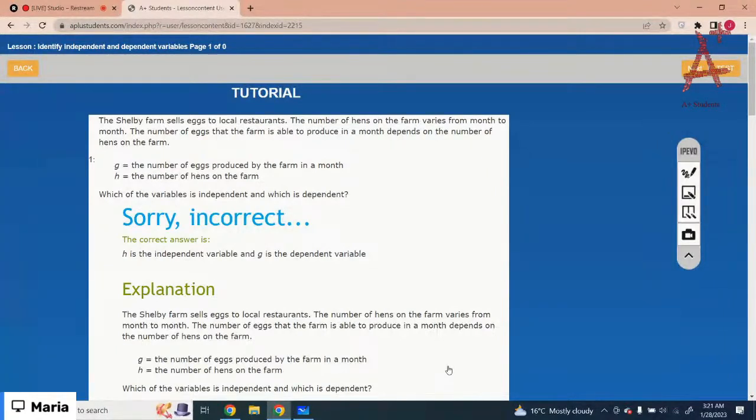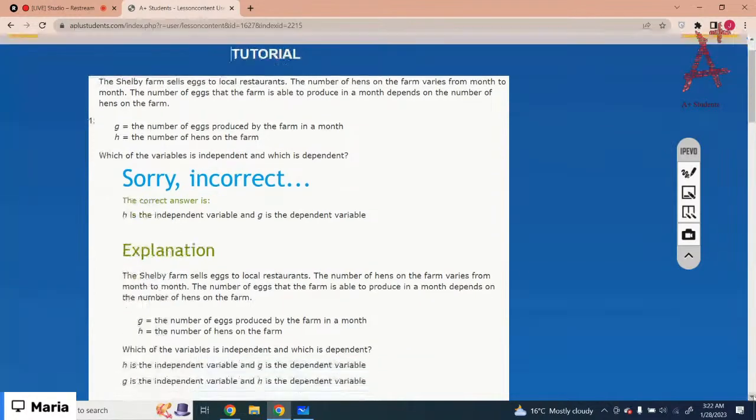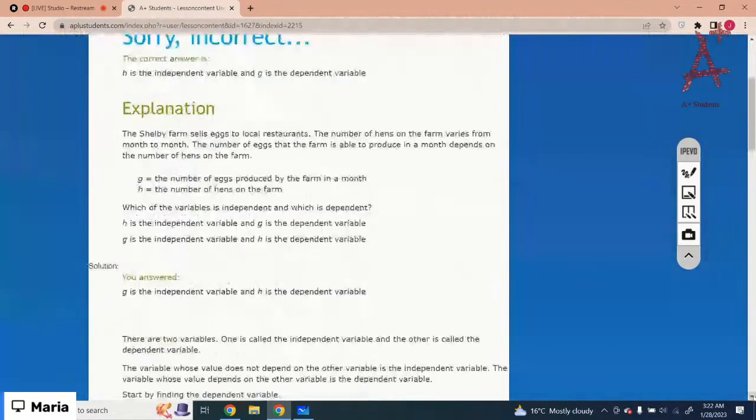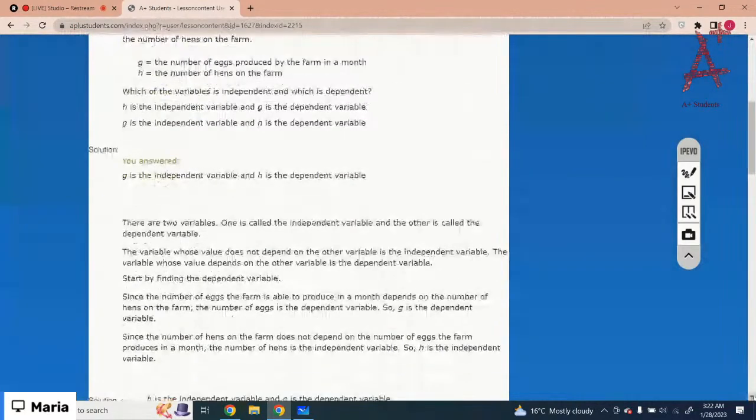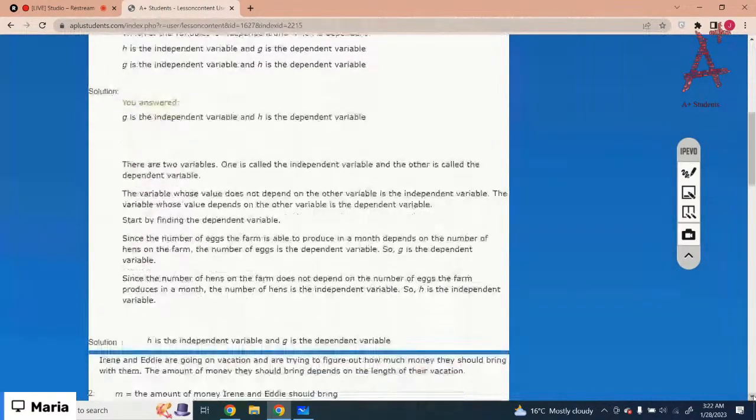For example, we're going to use G for the number of eggs produced by the farm in a month, and H for the number of hens on the farm. So G is dependent on H. Eggs are dependent on the hens. That means G is the dependent variable and H is the independent variable. You can just understand the question, and that way you will get which is the dependent variable and which is the independent.